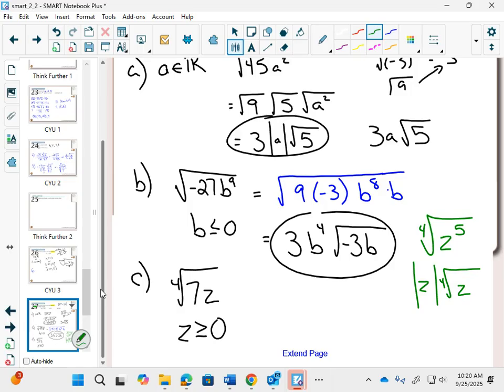So let's just do, let's have fun here. Let's do the 5th root of a to the 32.